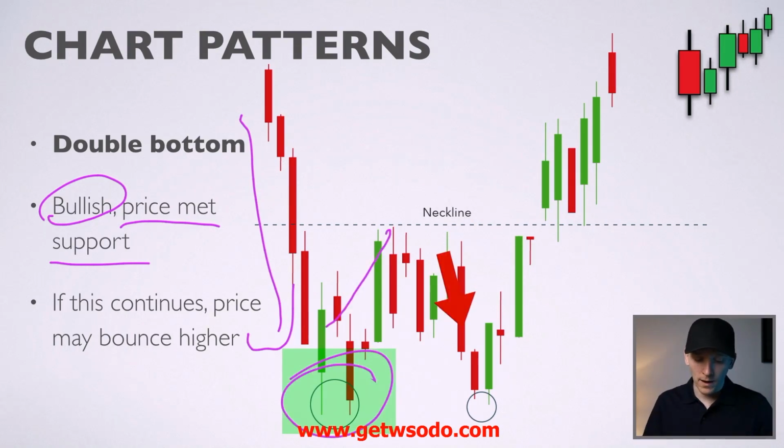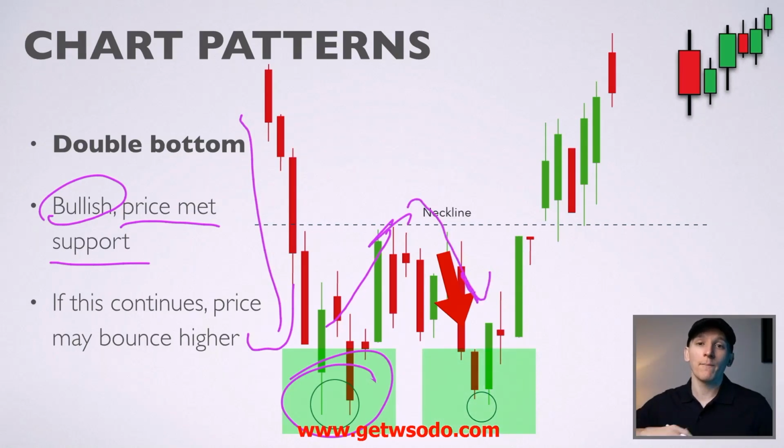So we'll move back up to this neckline and then we'll move back down and try and retest that bottom level. And it's sellers coming in and saying, I'm selling down at this level. Buyers are saying, thank you very much. I'm in the market. I'm buying like here. And we can see the price moves on.